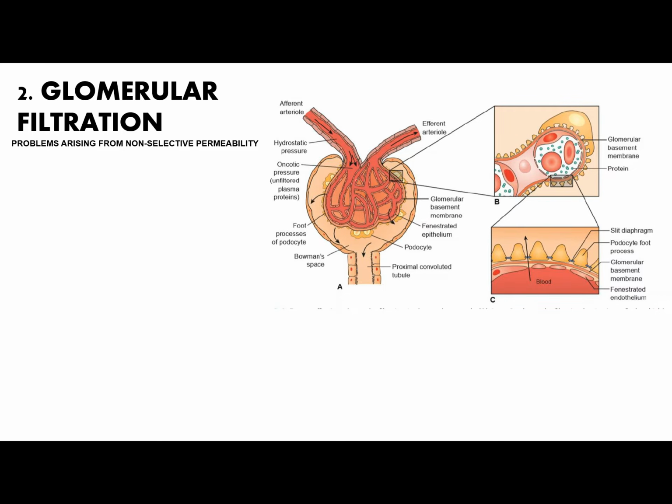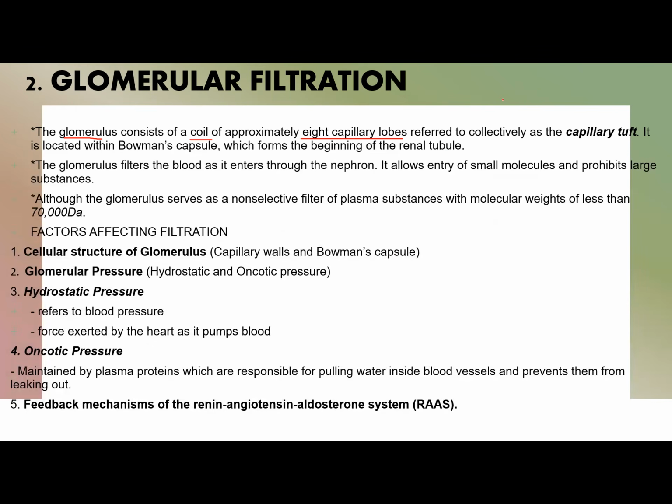Yan siya. Itong bilog na to. Consist siya ng 8 capillary lobes. So later, balikan natin. So the known as the capillary tuft, yung 8 lobes na yun. It is located within the Bowman's capsule, which forms the beginning of the renal tubule.